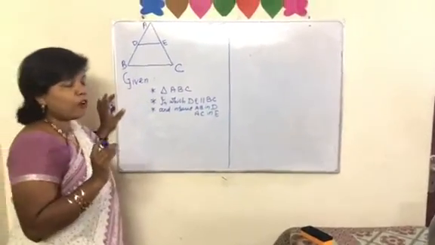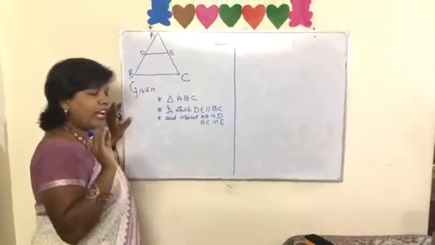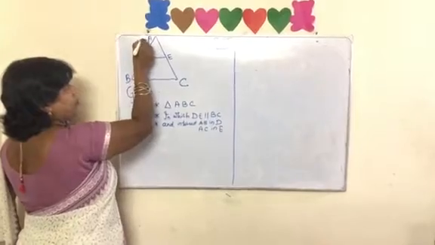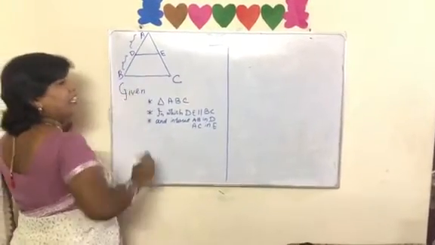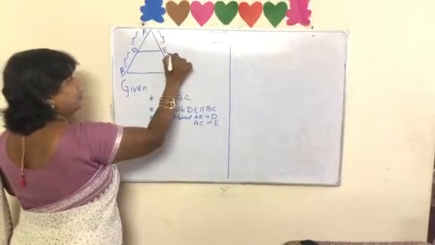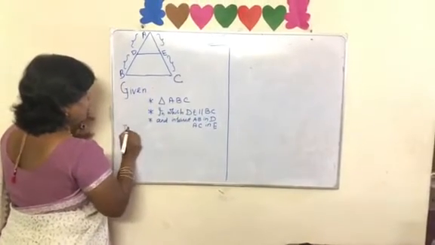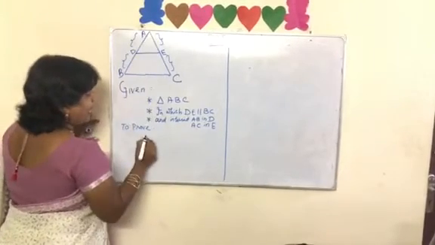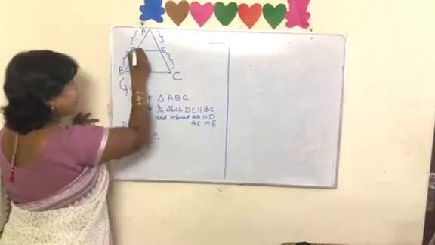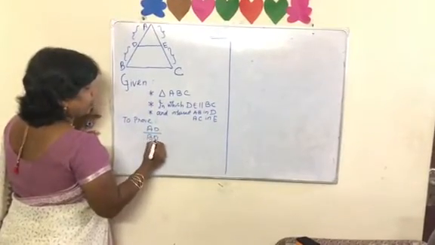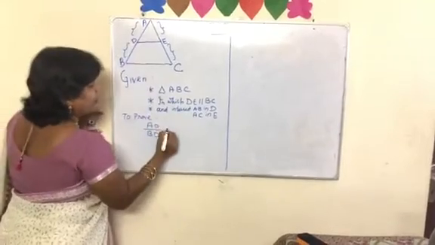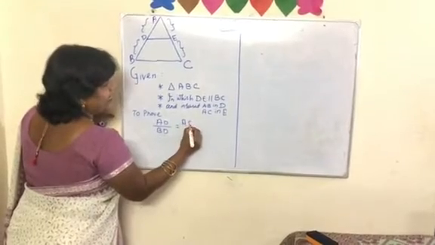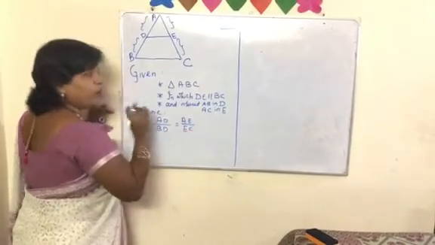Next, we are going to prove it. What are we going to prove? It divides two sides in the same ratio. Dividing two sides in the same ratio means this is divided by this and this is divided by this. So we should write it there to prove. AD divided by BD, first half divided by second half, equals AE by EC. This we are going to prove.